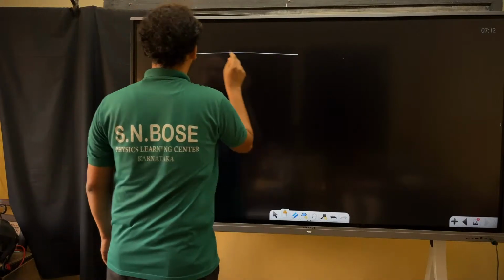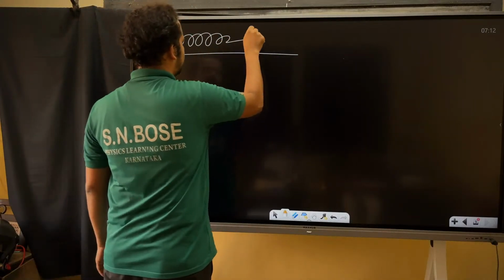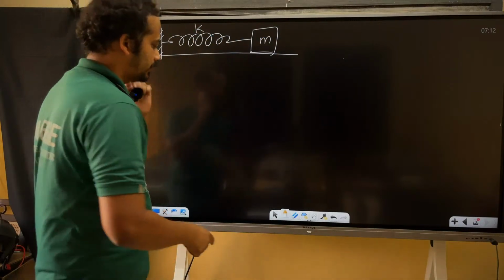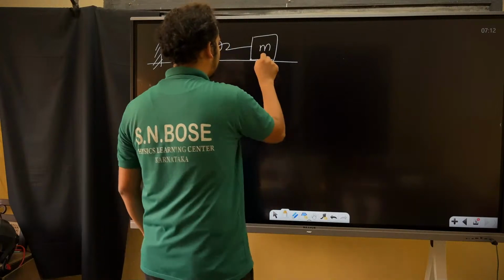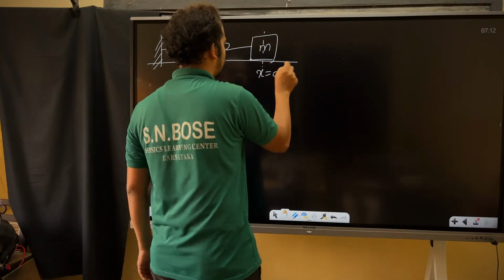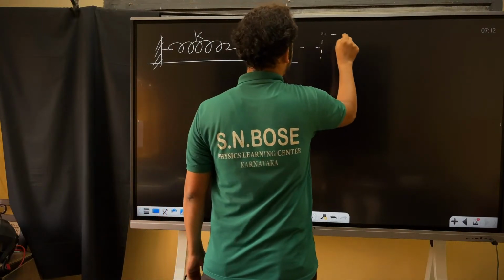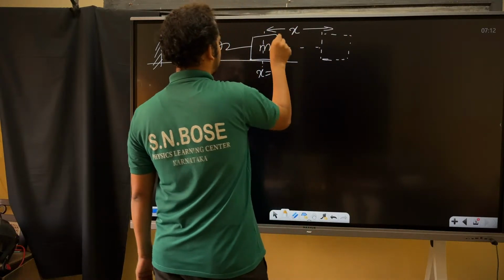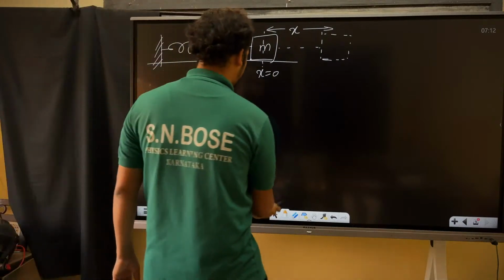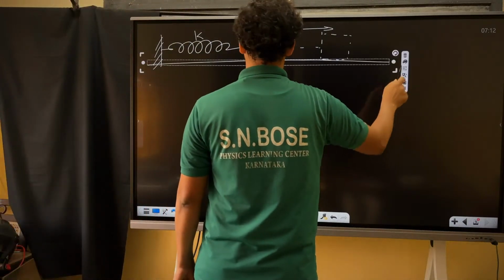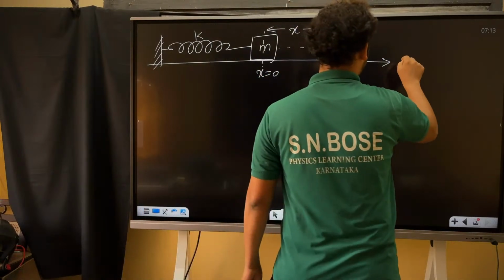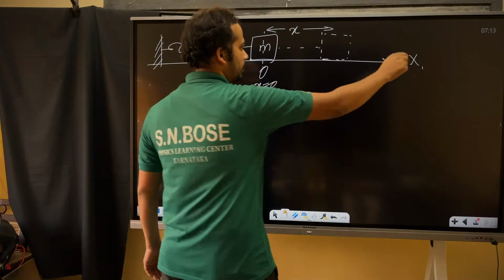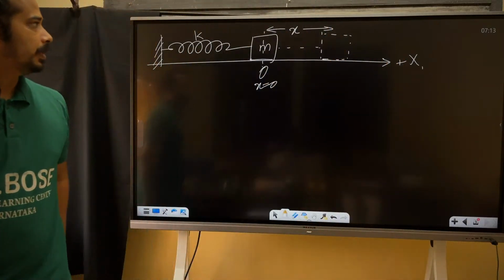So, the harmonic oscillator. You have a spring-mass problem: a spring of spring constant k, with mass m. When it is at rest, it is at x equal to 0. If you drag it by a distance x and leave it, it will start oscillating. Suppose I take this as the positive x-axis, and this is my origin, x equal to 0.